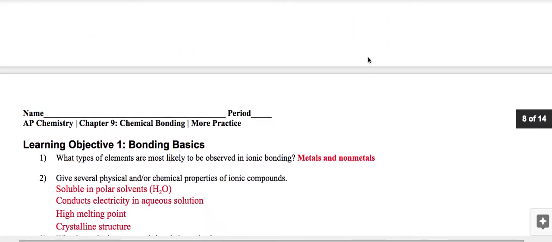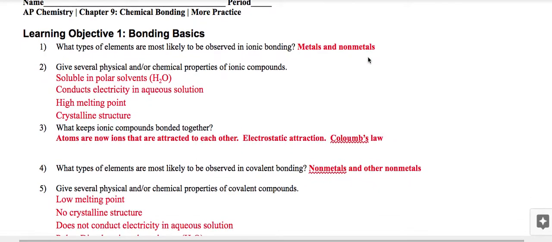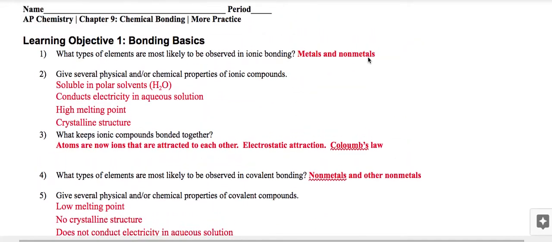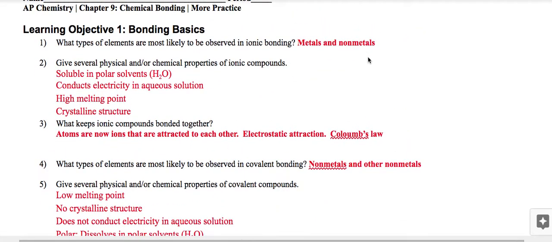All right, now we go on to this more practice. This is actually an old quiz that I would give. And so it has both learning objective 1 and 2 and 3 on it. And so let's just go over some things very quickly, some stuff that you've already looked at, and some stuff that'll be maybe new. So we have metals and nonmetals make ionic, different characteristics of ionic compounds.